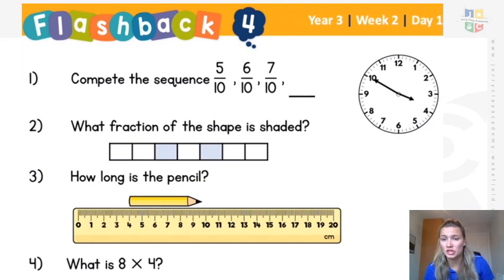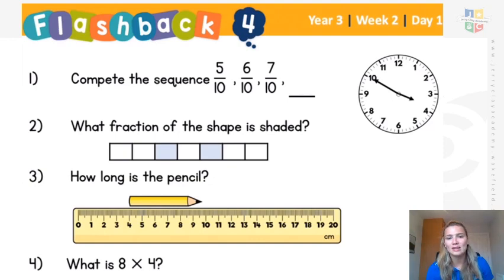So the first thing I want you to do, I want you to look at the clock and the time on the clock, and I want you to tell me the time on the clock. Tell me exactly how many minutes to or past the hour it is. You could also, if you want to challenge yourself, write it as a digital clock as well. Then for number 1, you're completing the sequence 5/10, 6/10, 7/10, and then what comes after.